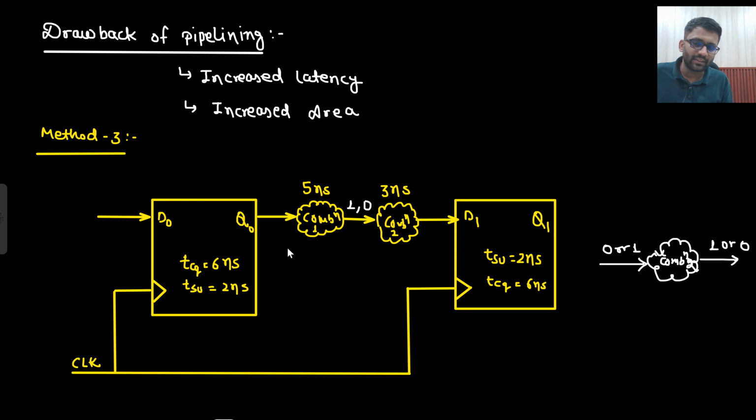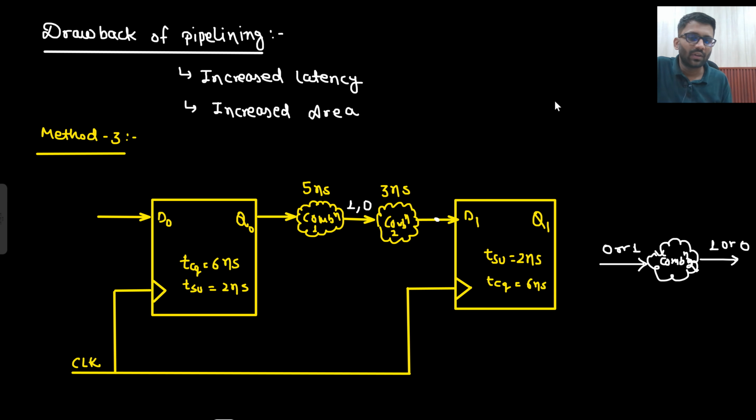The issue is that the delays are being added. First you wait for 5 nanoseconds, then you wait for 3 nanoseconds. So eventually this data will be stable after 8 nanoseconds, plus this 6 nanoseconds. This 6 nanoseconds you cannot do anything about, but you can play with the 5 and 3. What can you do?